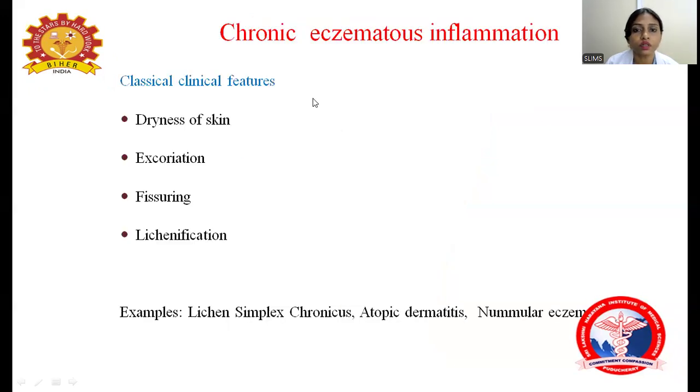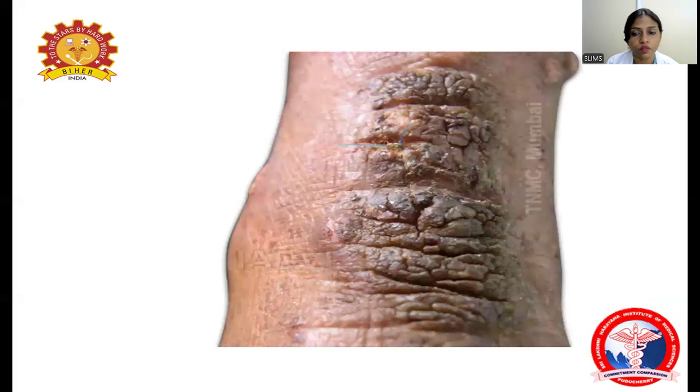Now coming to the third stage, chronic eczema. The clinical features include dry skin, excoriations, fissuring, and lichenification. Lichenification is the change in the skin seen in the third stage of eczema. Examples include lichen simplex chronicus, atopic dermatitis, and nummular eczema. This image shows lichenification, where you can see the skin is thickened, there is hyperpigmentation, and there are exaggerated skin markings. These three clinical features should be present in order to call it lichenified eczema.